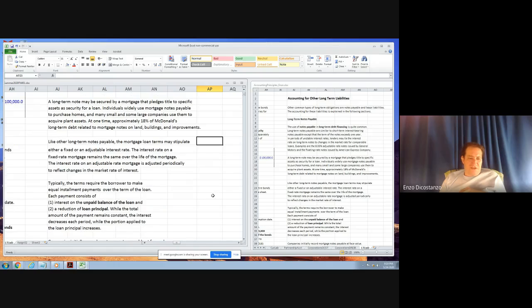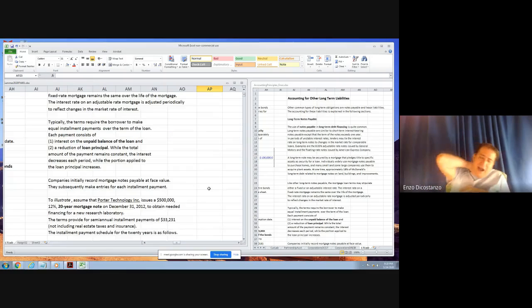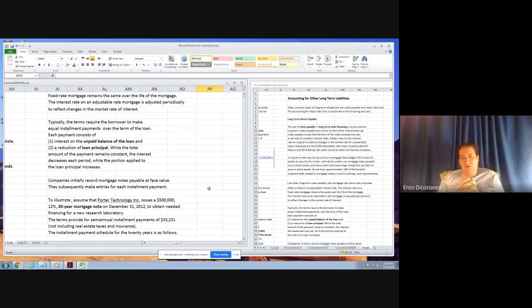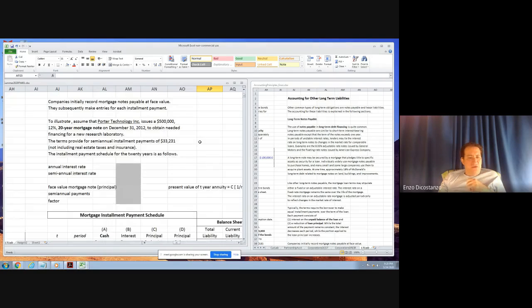Changes in market interest rates, sure. Okay, unpaid balance. Now, again, I want to try to do one of these bigger problems per video, so you just have a video at a time. This is the mortgage note, and it's a 20-year note. Porter Technology, 12%, $500,000 loan, 20 years to pay it off.